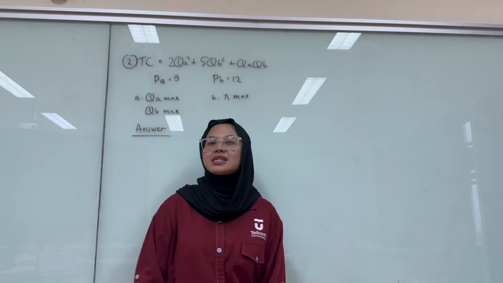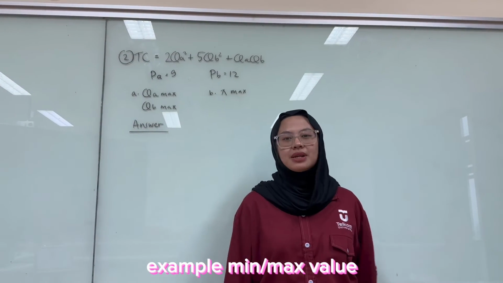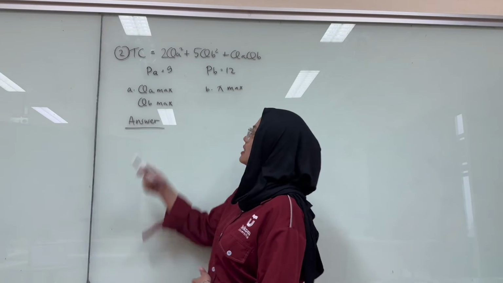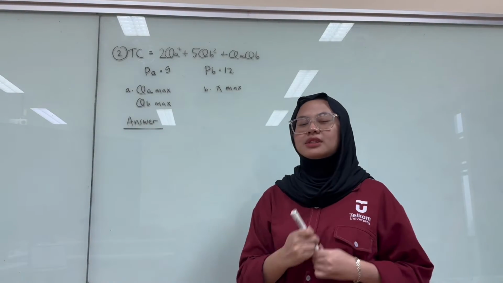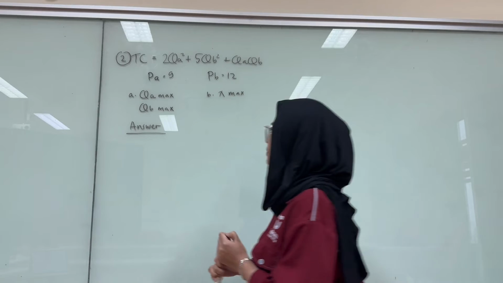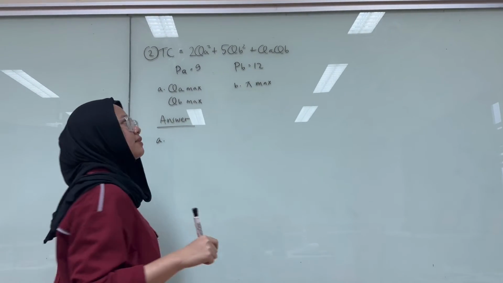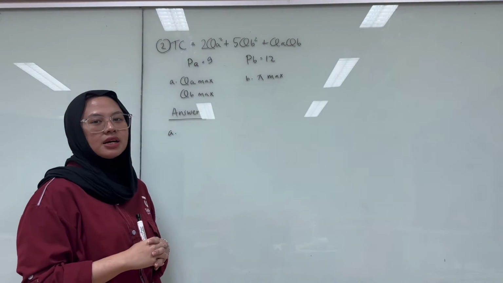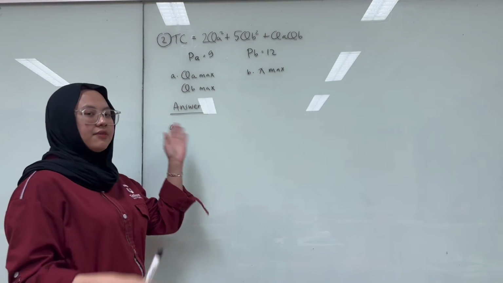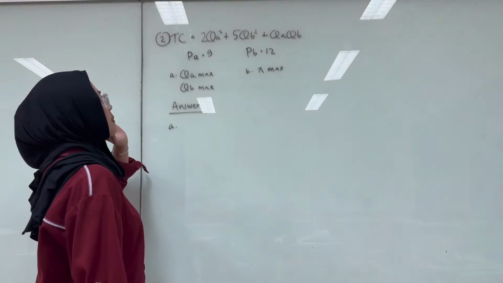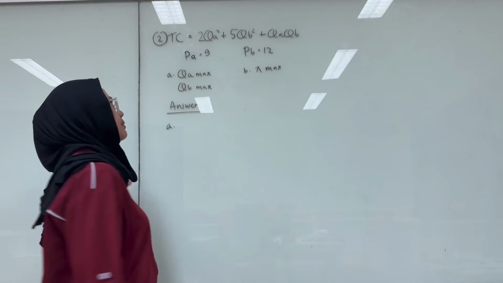And now I will explain another example for minimum and maximum value. This is the question and I will explain it step by step. For question A, the first thing we have to find is the value of revenue for product A and product B.